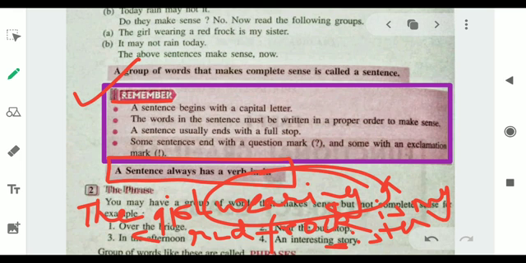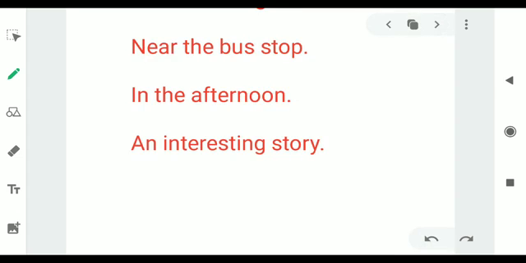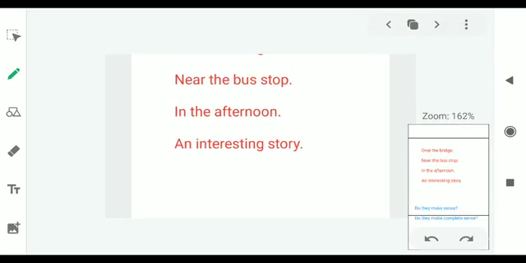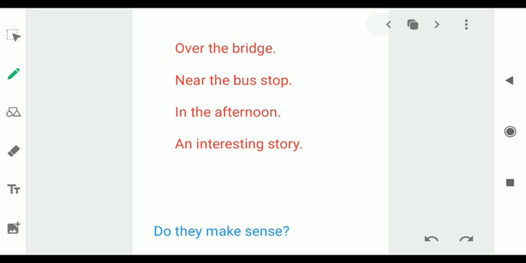Very good. Now let's move to the second part of our today's topic, that is phrase. For that, I'd like you all to consider these examples. The first one, over the bridge. The second one, near the bus stop. The fourth one, in the afternoon. And the last is an interesting story. Yes, students, you can see these group of words. Now I'll ask you a few questions related to it.